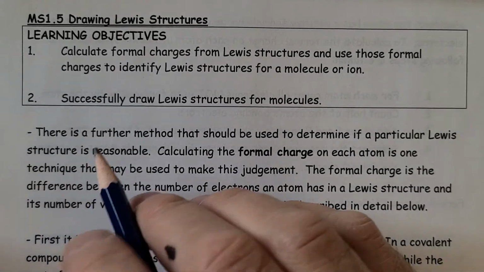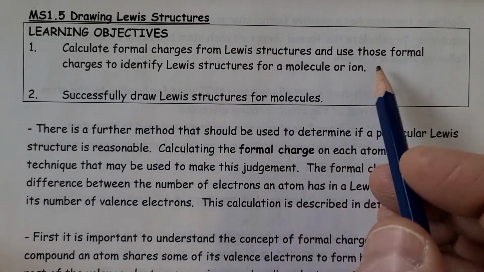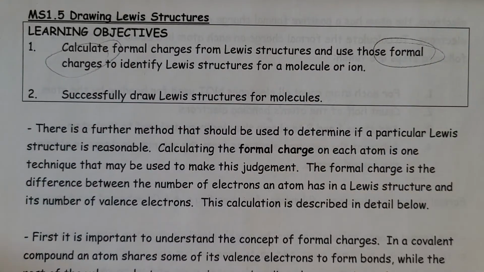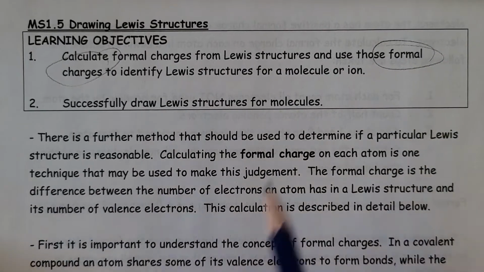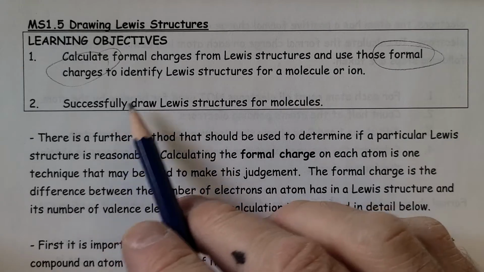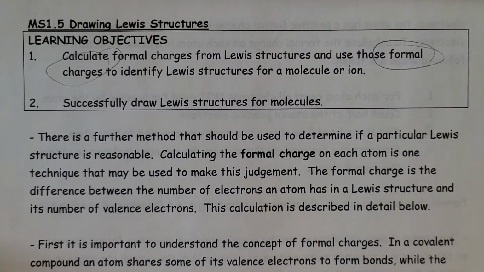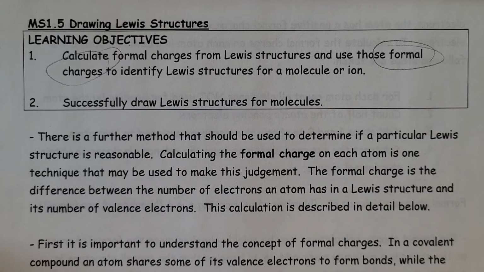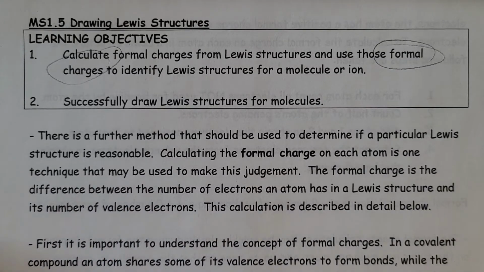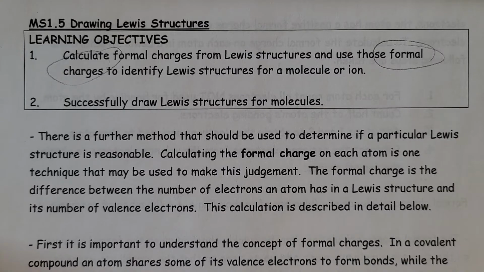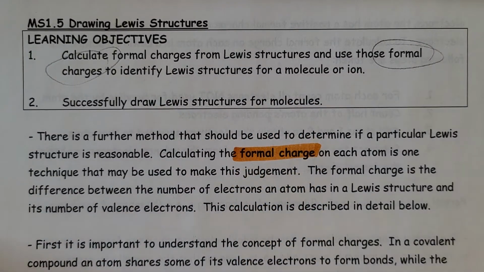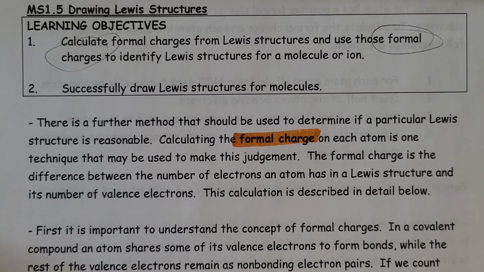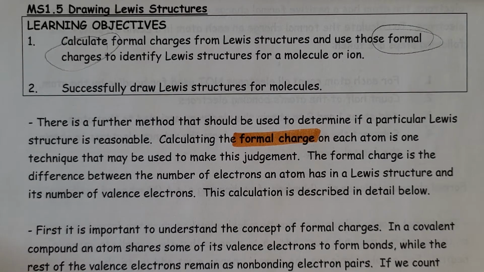Then we're going to add one other thing, and that is calculating formal charges to see if the Lewis structure is valid for a particular molecule or ion, and then we'll be able to draw them more successfully, because there's one or two things that we overlooked. So there's a further method that should be used to determine whether a particular Lewis structure is reasonable, and it involves calculating formal charges on each atom. It's one technique that we can use to make this judgment.